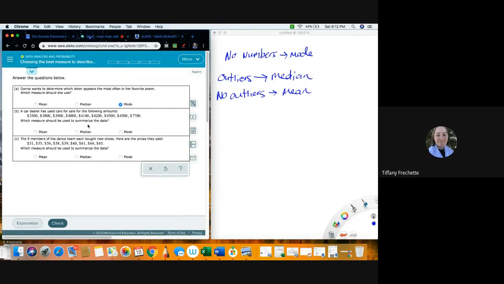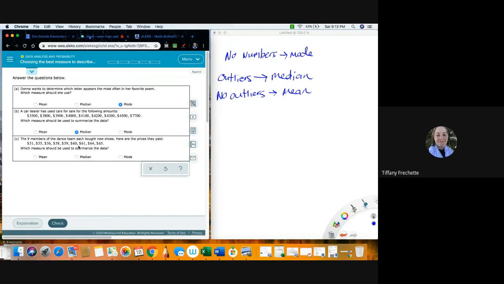A car dealer has used cars for sale for the following amounts, and we need to choose mean, median, or mode for the best way to summarize the data. So we have pretty consistent amounts here, but then 7,700, that jumps up pretty far all of a sudden. It goes from 4,000 to 5,700. This one down the bottom, that doesn't jump down very far, so that's okay. But this is considered an outlier. So since I have an outlier, I'm going to go with median.